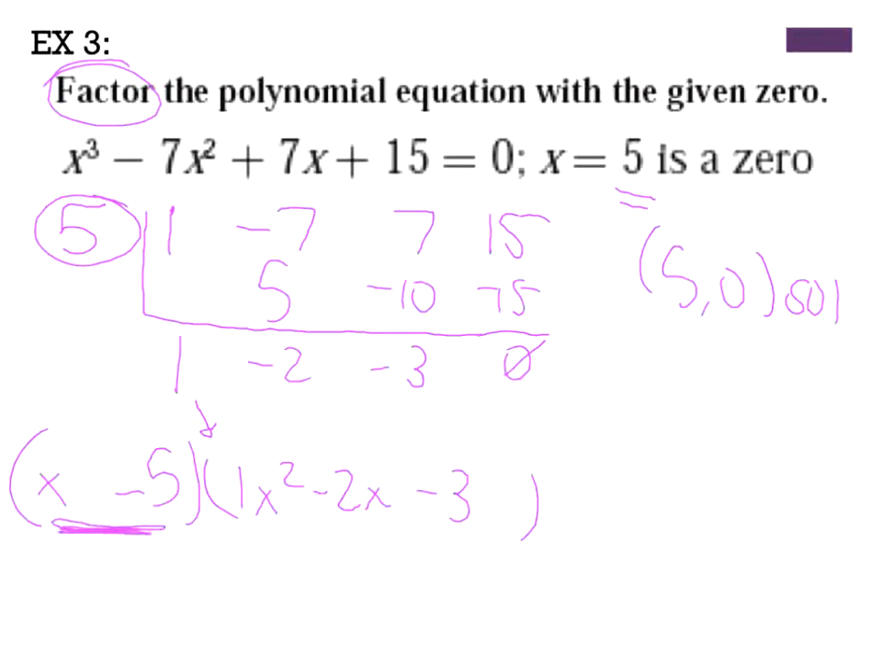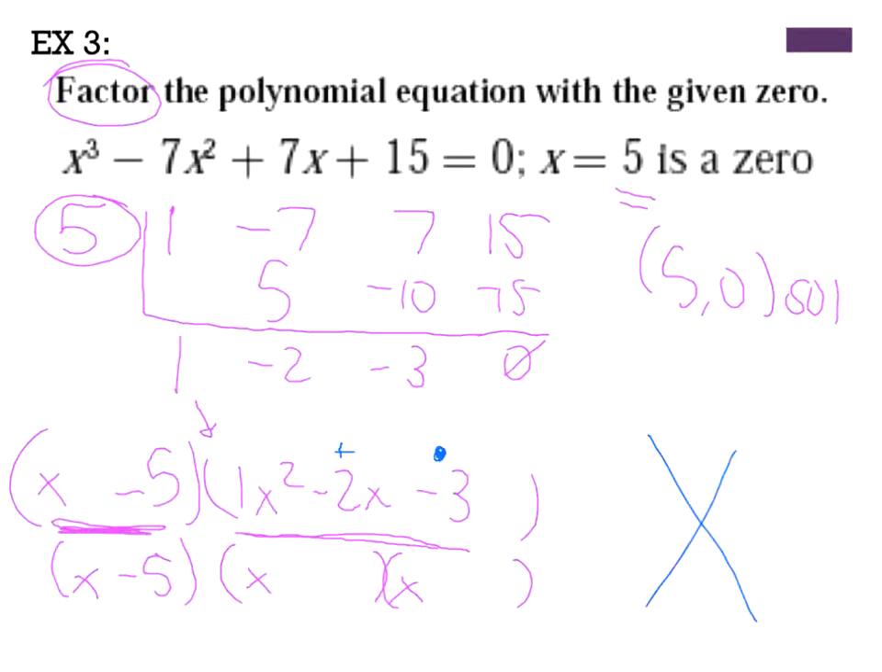Again, my original question still said factor. So I found one factor. I found that x minus 5 is a factor, but my second part of my problem still needs to be broken down because I have an x squared. So try your magic diamond again. I'll give you a minute to think about it. I'm looking for two numbers that multiply to negative 3 but add to a negative 2. So if you want to write your symbols in above those, sometimes it's helpful. It's always multiplying to C and adding to B.